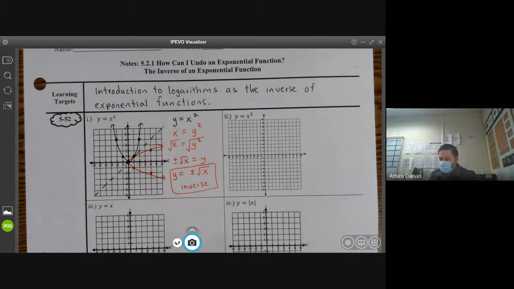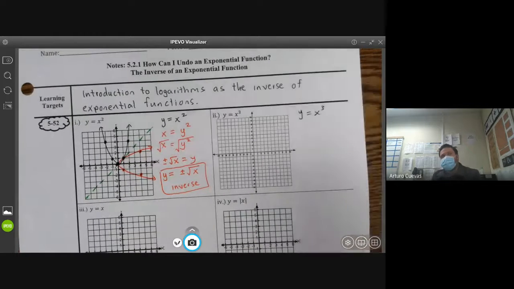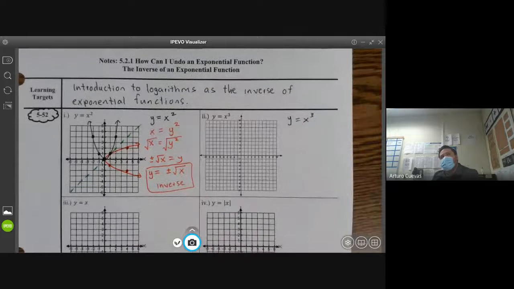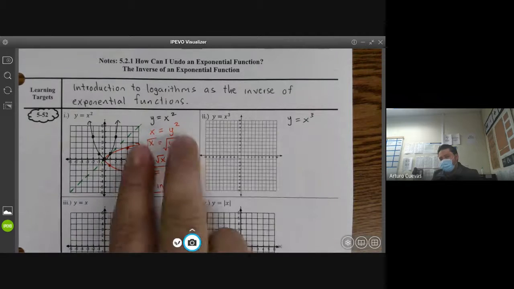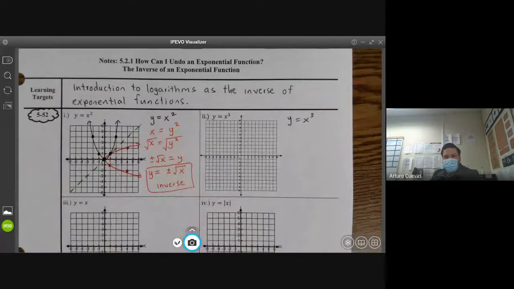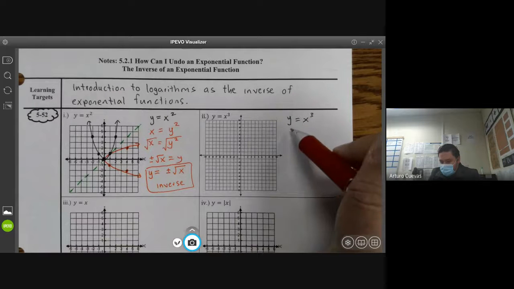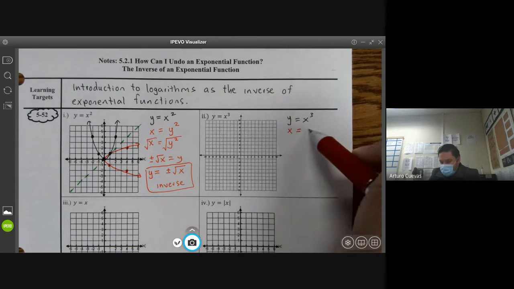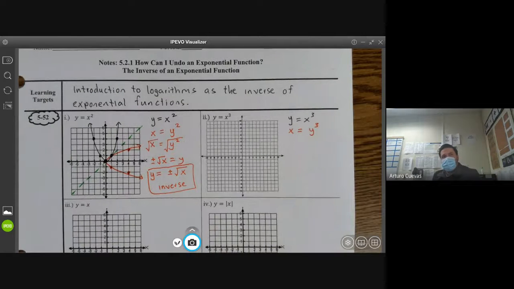Moving on to number 2, y equals x to the third. If I start with y equals x to the third, and I want to find the inverse, what did I do on the other problem to find the inverse? Switch the x and the y. So tell me what to write. Instead of y, I put x equals y to the third power.